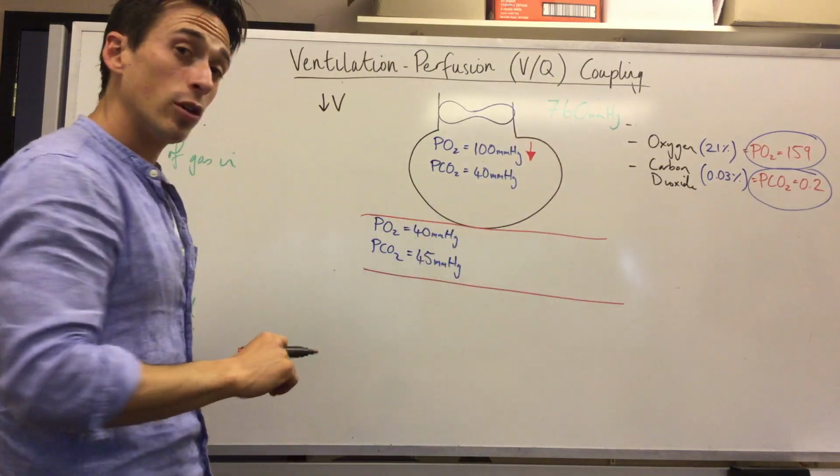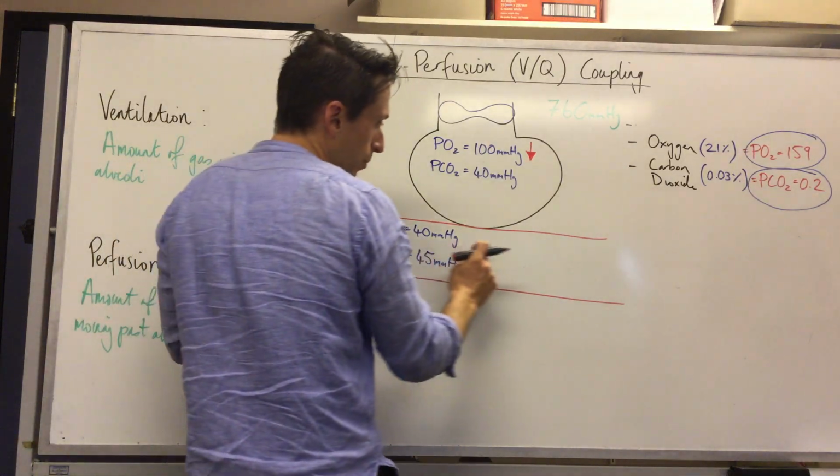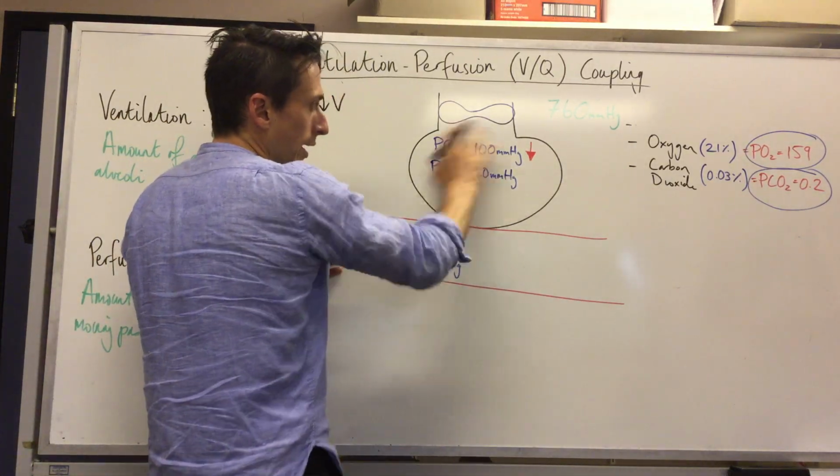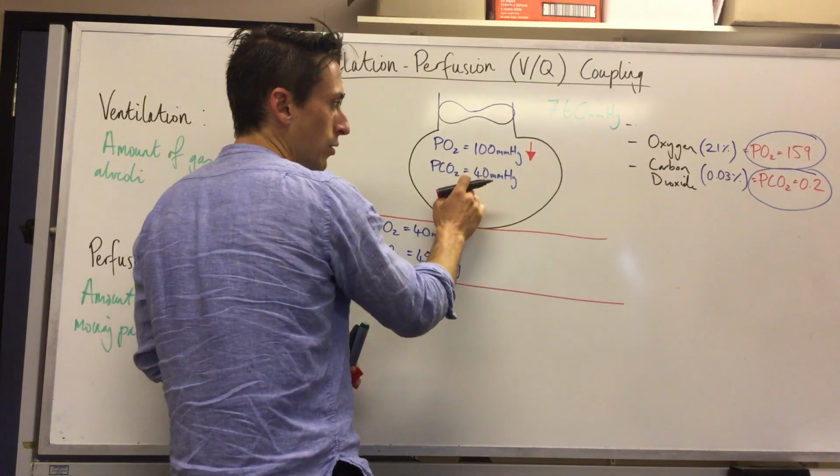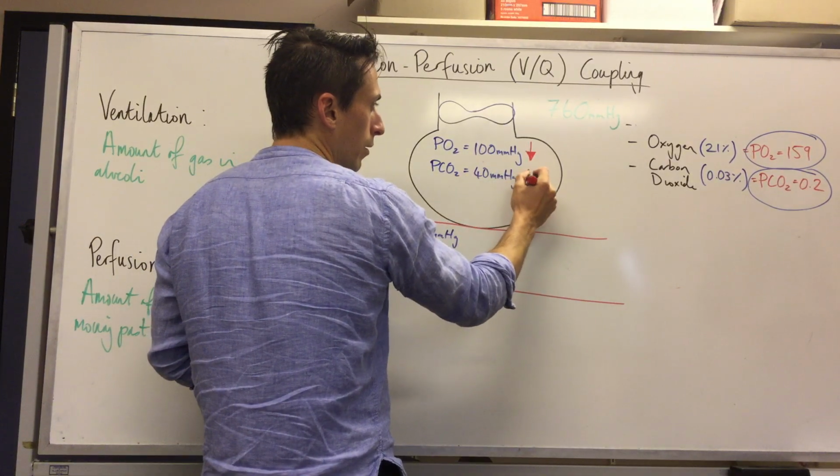What about CO2? Well, as the CO2 goes past, it's going downhill. It's trapped here, so CO2 will jump into the alveoli. So CO2 here will go up.